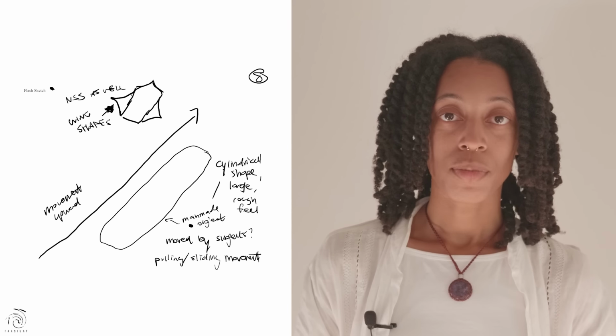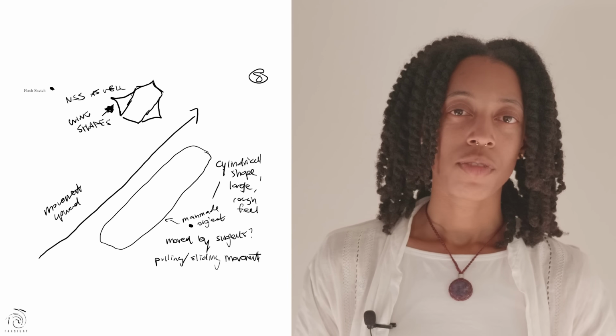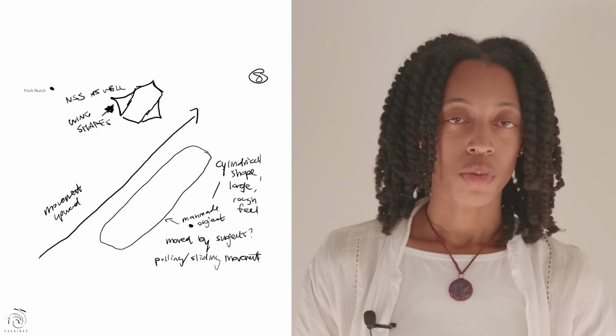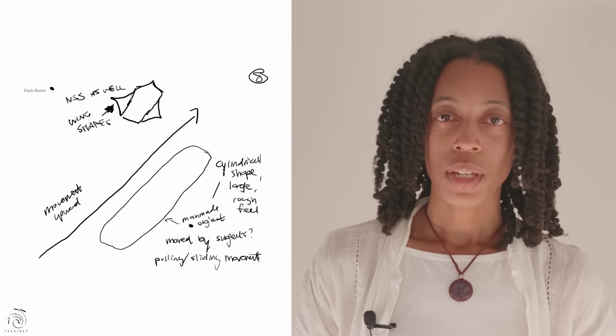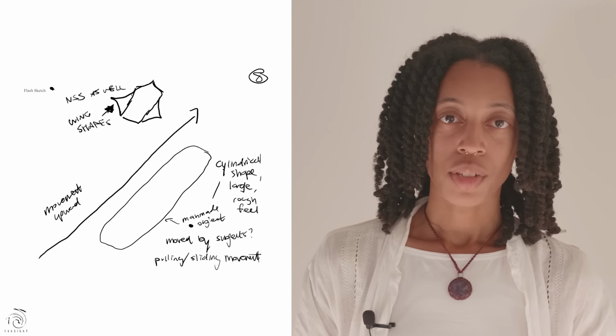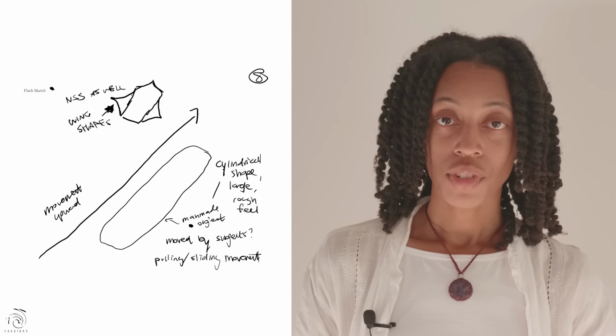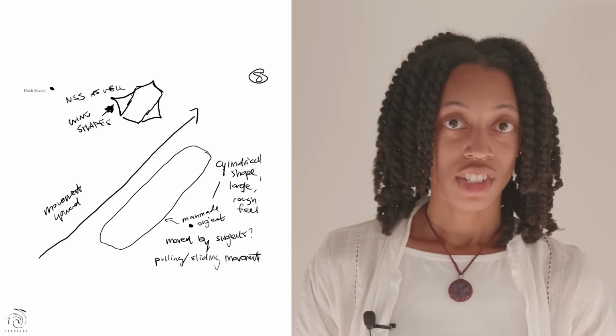I see movement upward. This is movement of a cylindrical shape. It's a large man-made object with a rough feel. It seems like it's being moved by subjects, but there's this pulling or sliding movement here. And I also have a non-surface structure with wing-like shapes.